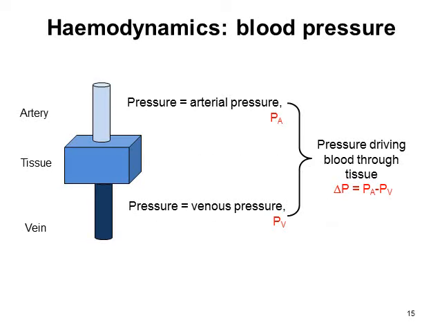If we put that in a diagrammatic form, so we have an artery going into the tissue and then a vein coming out, what we're interested in is the amount of pressure that's forcing the blood from the artery through that tissue and out to the vein. That's a quite simple value to work out if we know our arterial pressure and the venous pressure. In this example, arterial pressure is PA and the venous pressure is PV. So the pressure driving blood through the tissue is the difference between these two values, or delta P.